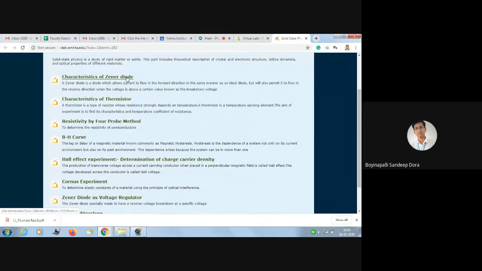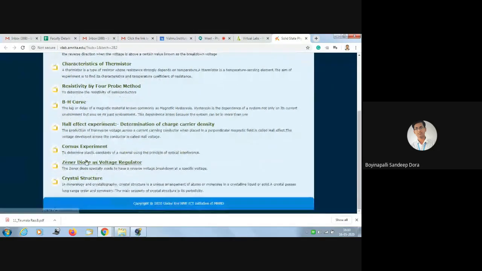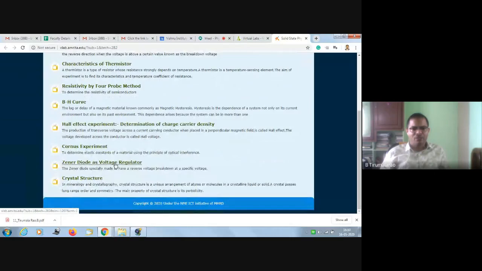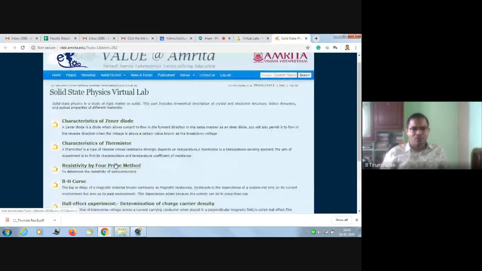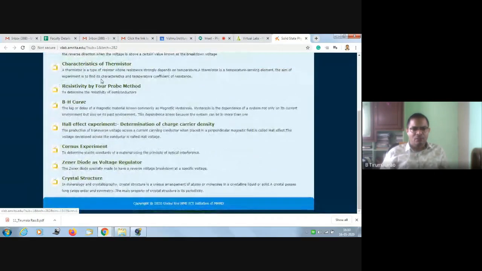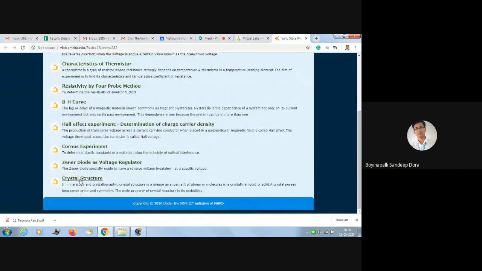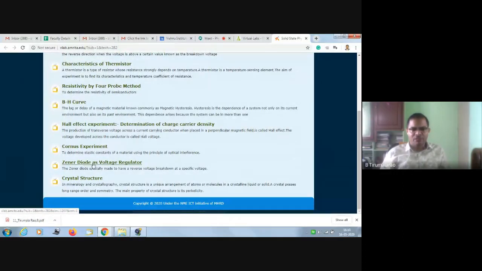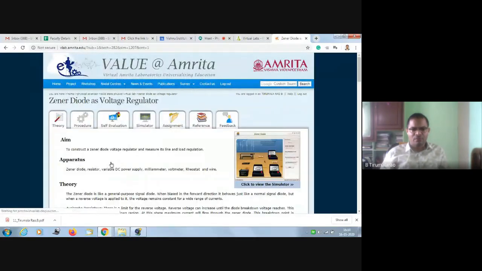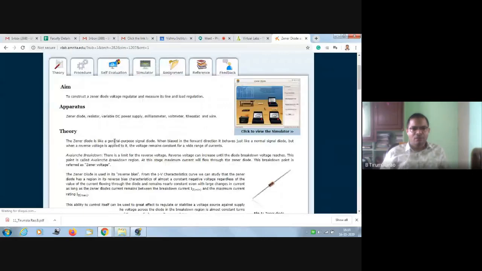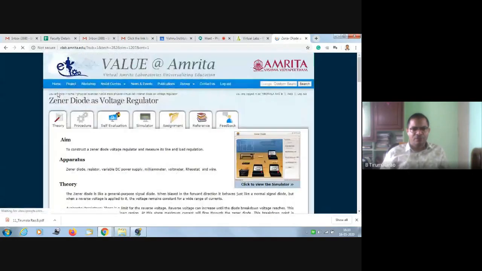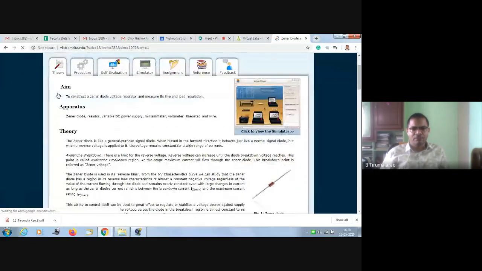Characteristics of Zener diode, and Zener diode as a voltage regulator. From all these experiments, we can go through Zener diode acts as a voltage regulator. First, the theory, the first icon. What is the purpose of the Zener diode? Here, to construct a Zener diode acting as a voltage regulator and measure its line and load regulation.